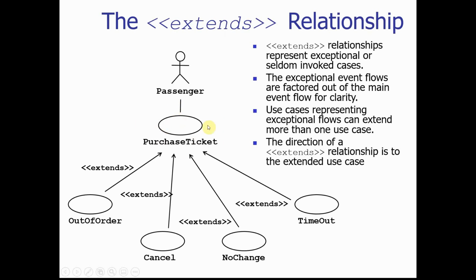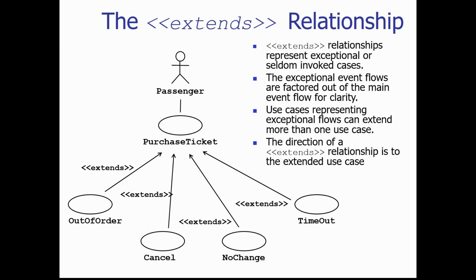So here we have a purchase ticket. In our previous example, we showed that in the flow of events, certain steps can go wrong, like out of order. If the distributor is out of order, okay, and cancel means the passenger can cancel the transaction anytime he wants.